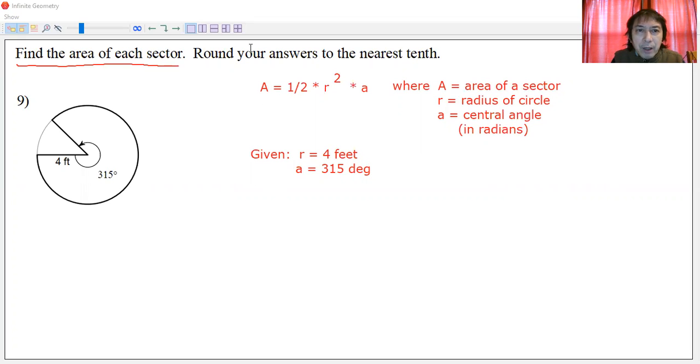So when we use our formula, which is over here, here's our formula. All right, 1/2 is the same as 0.5, okay? There. We'll multiply this by r squared, so we'll have 4 squared, okay? And then this will continue with times the angle in radians. So the 315 degrees will have to be converted. Again, we will now use the conversion pi radians per 180 degrees.